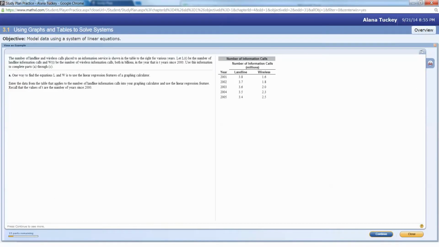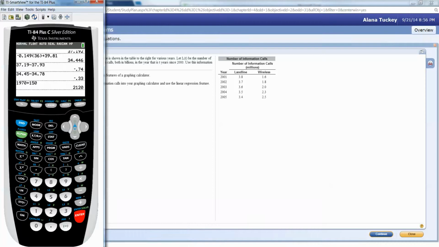So I'm going to grab the calculator for a second. I'm going to go to Stat. There we go. I'm going to go to Edit. And if you didn't have these cleared out, you'd have to go up and press Clear, Enter to clear them out, but mine are cleared out.